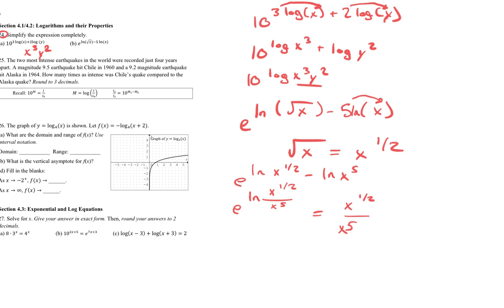So this is just going to be equal to 1 over x to the 9/2. And where that comes from is if we have 1 over x to the 5th, this is the same thing as x to the negative 5th. Then if we take this x to the negative 5th times x to the 1/2, we add these, we get x to the negative 9 over 2. And then we bring that back into the denominator. So we see that this is going to be 1 over x to the 9/2.